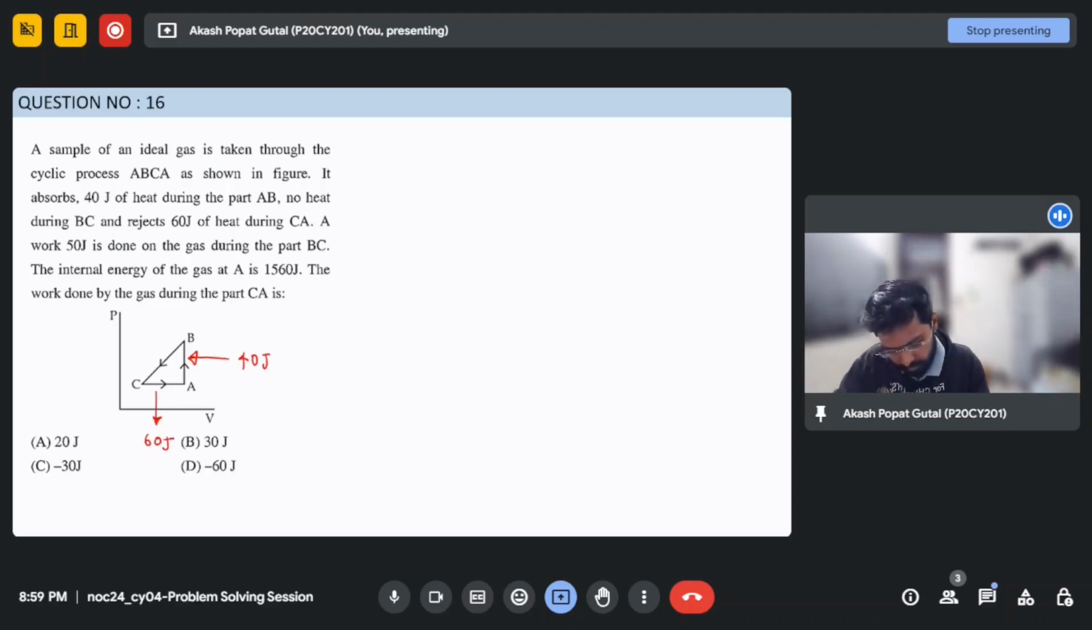And a work of 50 joule is done on the gas during the part BC. If work is done on the gas, it means it's adding energy to the system in the form of work. And the internal energy of the gas at this point, UA, is 1560 joule, and the work done by the gas during the part C to A, we need to calculate.